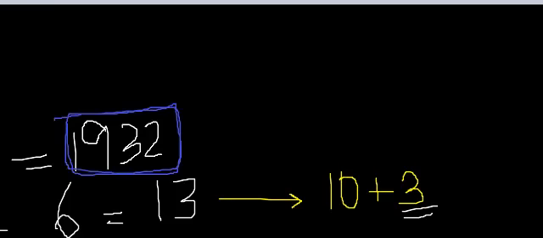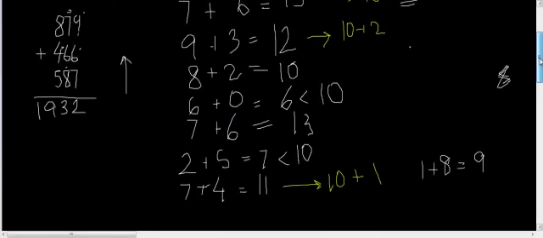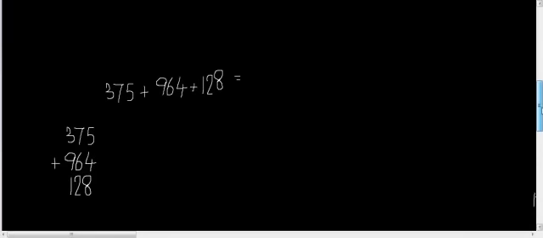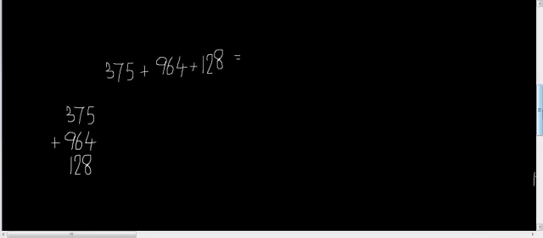And I'm sure you're starting to get the gist of the dot method, but let's just do another problem so you understand it properly. So here's another problem: 375 plus 964 plus 128. And if you want, you can just pause the video and try it out for yourself. And if you don't get it, that's fine. You can just watch the rest of the video, but I encourage you to stop and just try it for yourself if you want to.